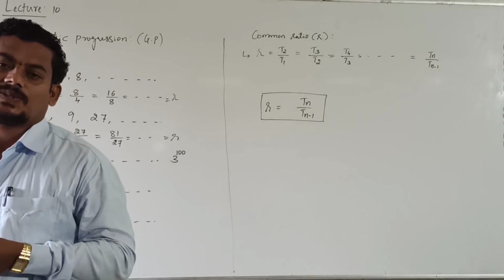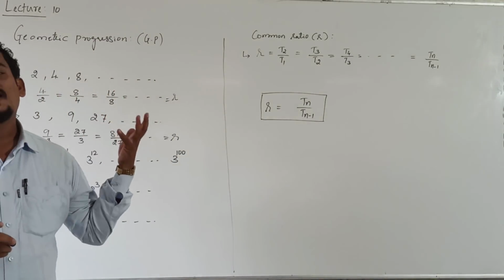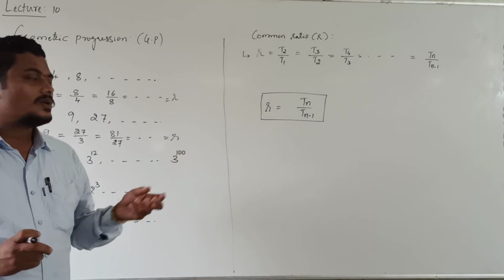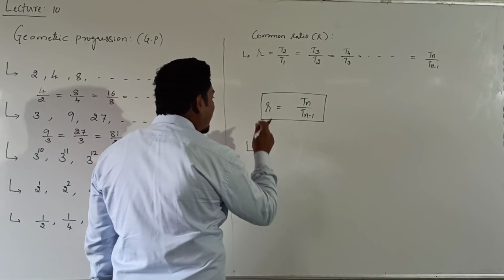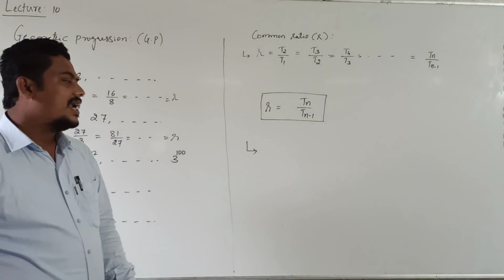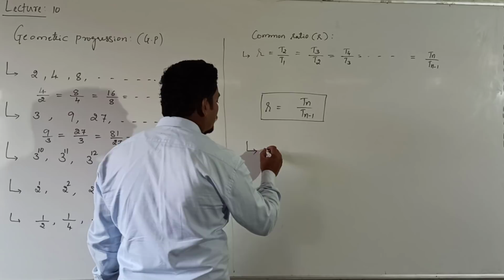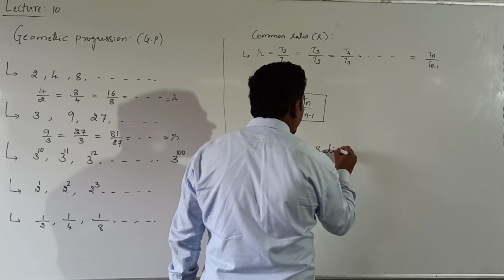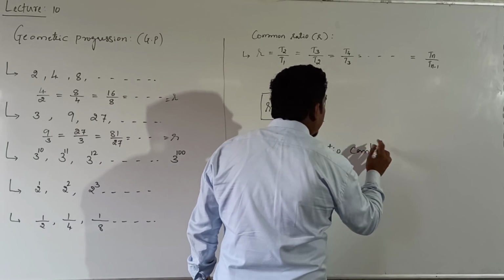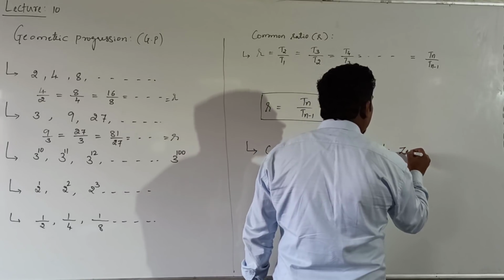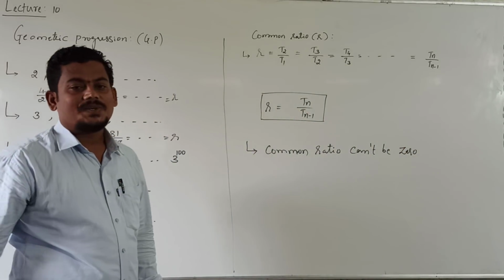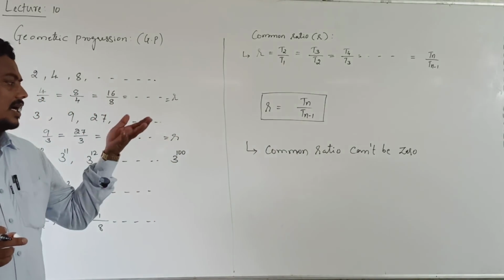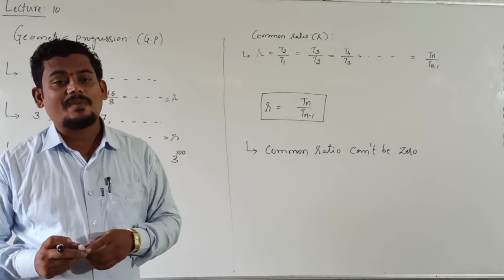Now look at the common ratio. Tell me whether the common ratio is positive or negative or 0. The ratio should not be 0. Common ratio cannot be 0, but it may be positive or negative, depending on the terms present in the given GP.